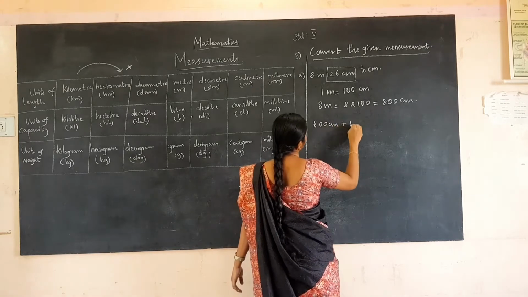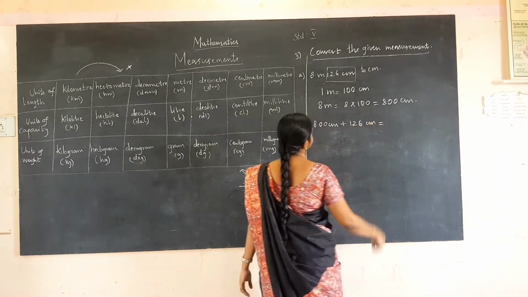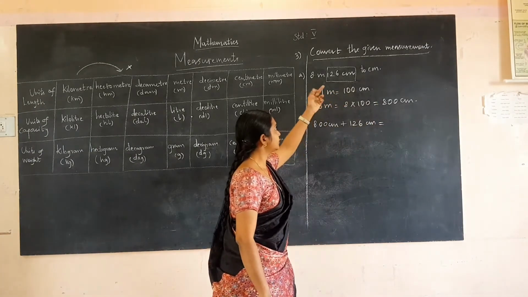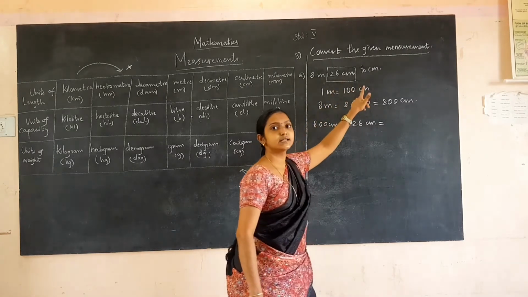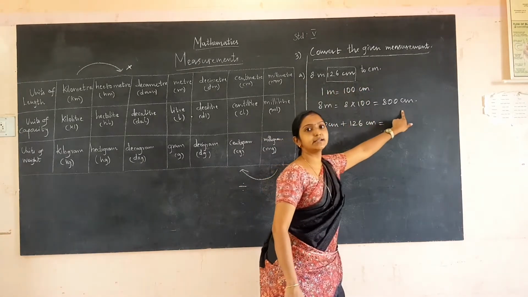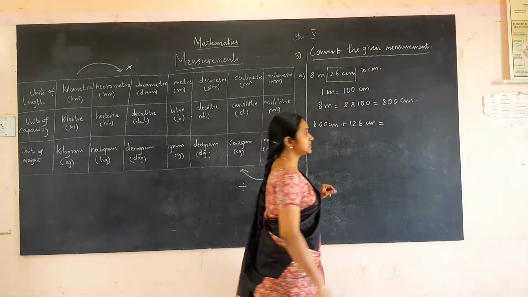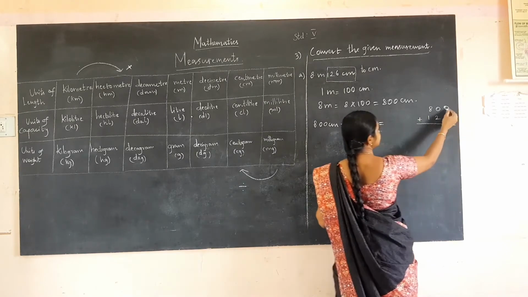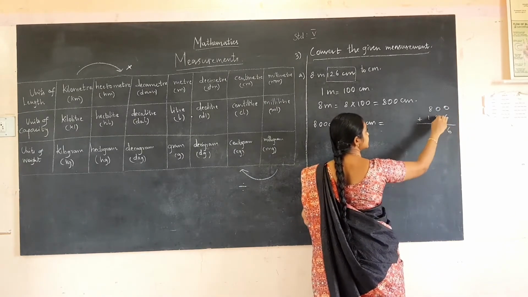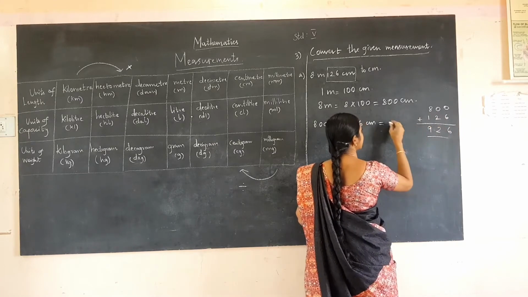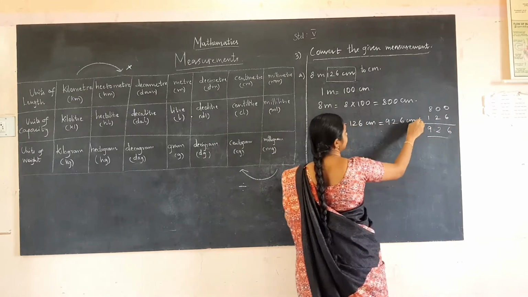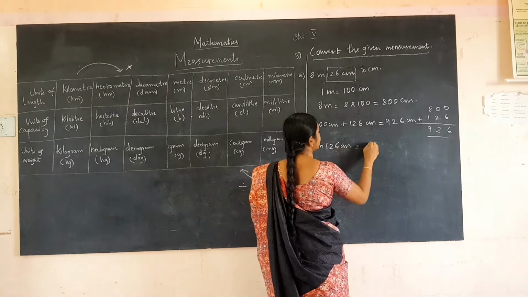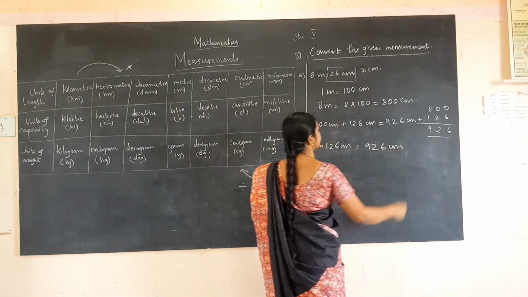800 centimeter plus 126 centimeter. We have converted 8 meter to 800 centimeter. In the question we are having 126 centimeter also. So we have to add 800 centimeter and 126 centimeter. 0 plus 6 is 6, 0 plus 2 is 2, 8 plus 1 is 9. So the answer is 926 centimeter. 8 meter 126 centimeter equal to 926 centimeter.